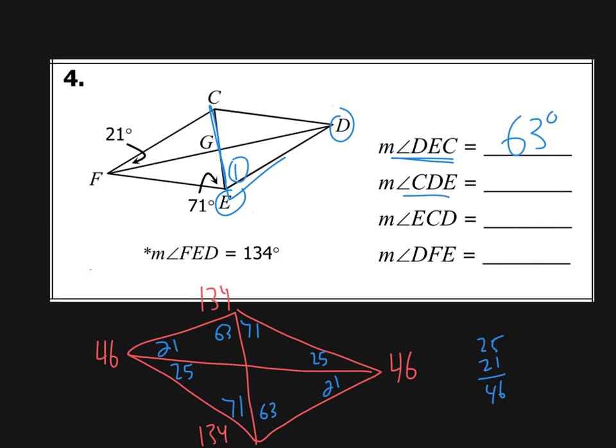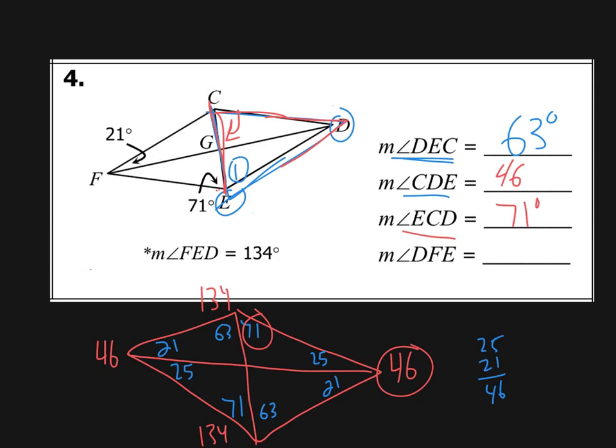Now we move on to CDE. CDE is the big guy over here. So that's going to be 46 degrees, as we have down below. ECD starts at E, goes up towards D, or C, down to D. So that's this angle right here. We said that that was 71 degrees.